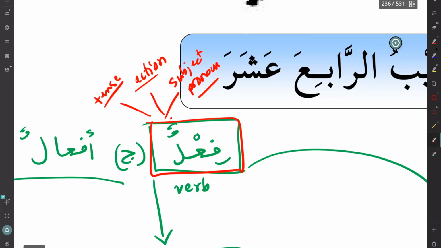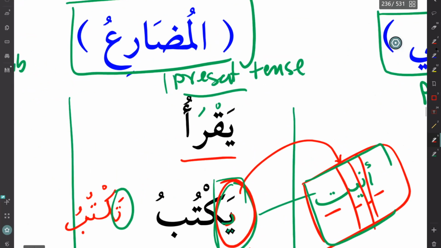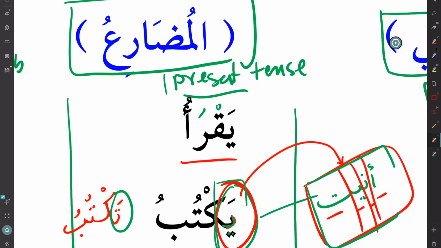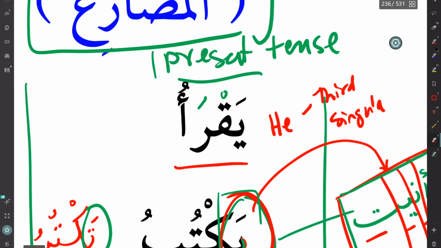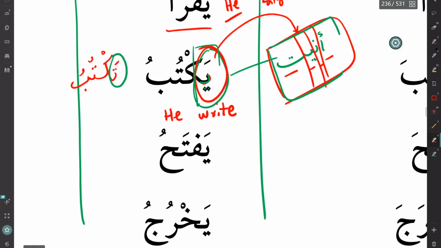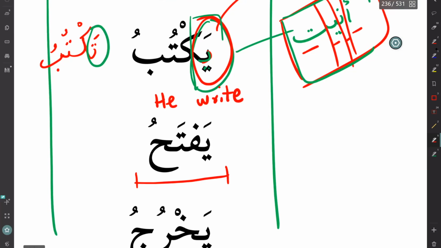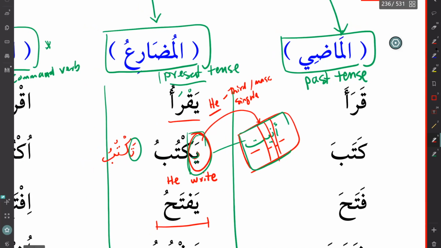Okay, it gives you the subject pronoun. So we said that when we say yaqra'u, it means reading in the present tense, and it also means that the person who is reading is he, meaning third person singular, and the third person masculine singular. Okay, so he. So all of this verb has this pronoun built in. Yaftahu means he opens. So we have the he inside.